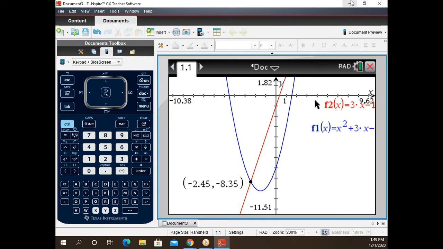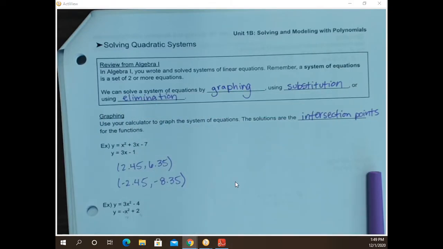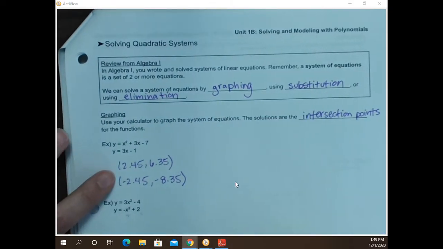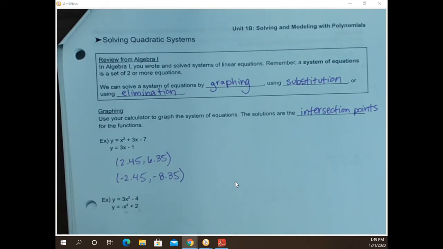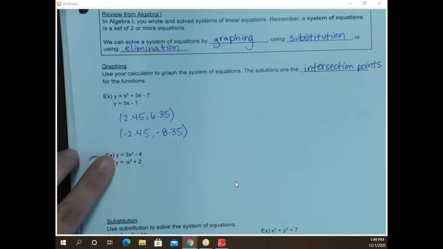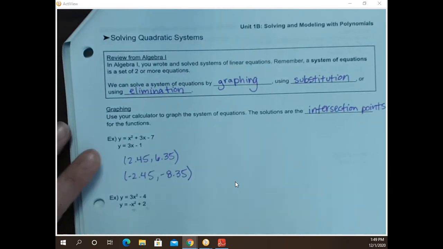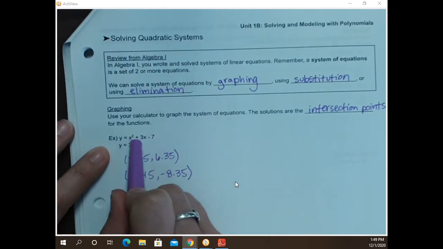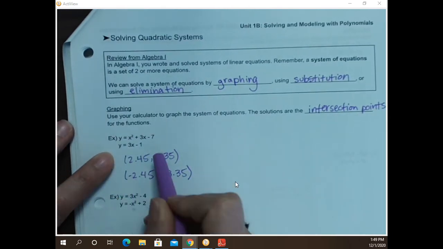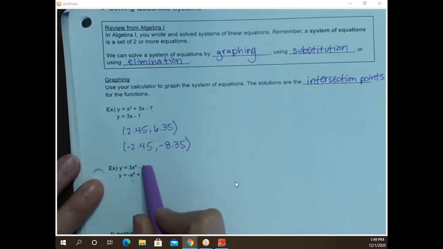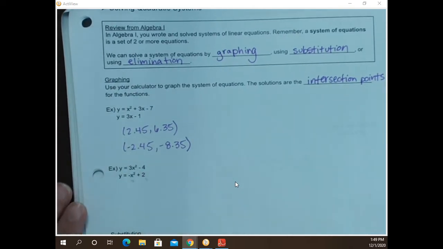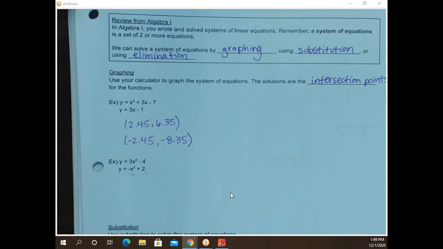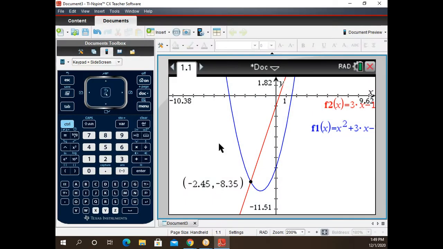I'm going to put my calculator away for just a second, and I can see I've got both of my solutions jotted down on my paper there. I'm going to do the same thing with my next example. So notice for our first example, we have one quadratic, one parabola that we graphed, and one line. Here, for our second example, we actually have two quadratic functions that we graphed. So we'll take a look at what solutions I can see here.